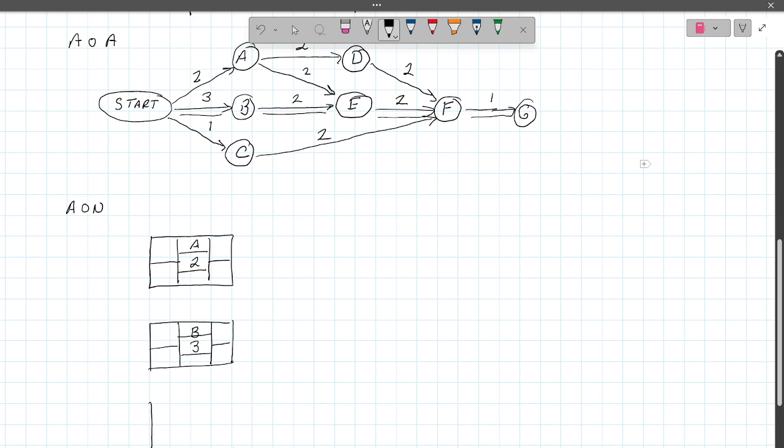Anybody sick of drawing boxes yet? No, someone actually said no. It could be the most relaxing part of the job.